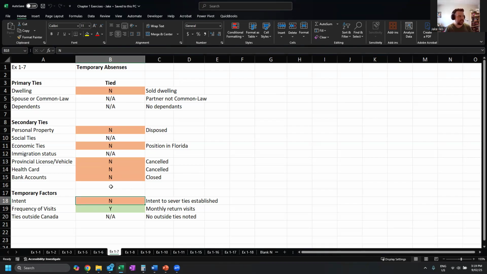She's not a resident. She did return frequently, but her partner was not a spouse. So their relationship was not at a point to be considered a primary tie. And on its own it is probably not enough to say, yes, there was intention to return to Canada. So on its own, the frequency of visits is probably not enough. So yes, I would say that she is considered to be a non-resident for the time she was absent from Canada.